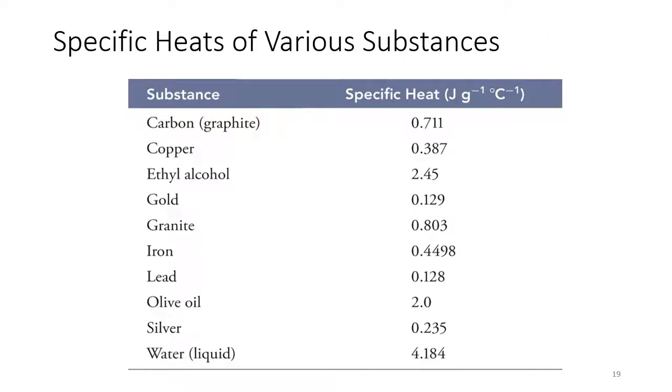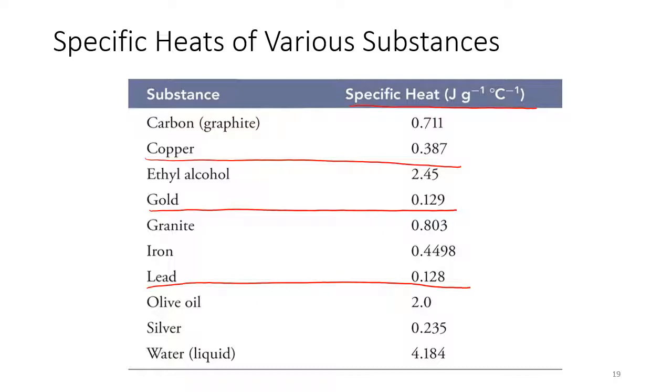The specific heats of many substances are known and tabulated. Specific heat is measured in units of joules per gram degrees Celsius. And if we were to compare the specific heats of a few things, look at the specific heat of lead. It's 0.128. The specific heat of gold, 0.129. The specific heat of copper, 0.387. All three of these are examples of metals. Metals tend to have low specific heats. That means that it doesn't require a lot of energy to heat them up. Also, they'll lose their heat very fast and cool down fast.